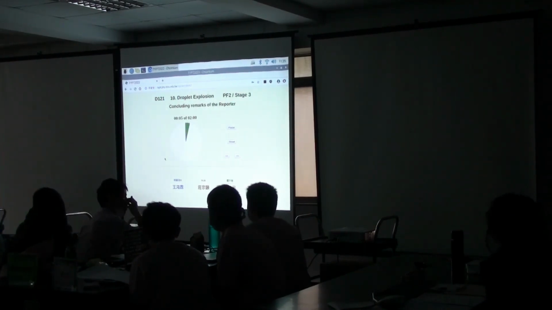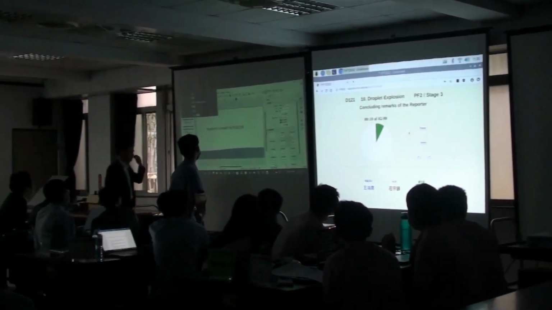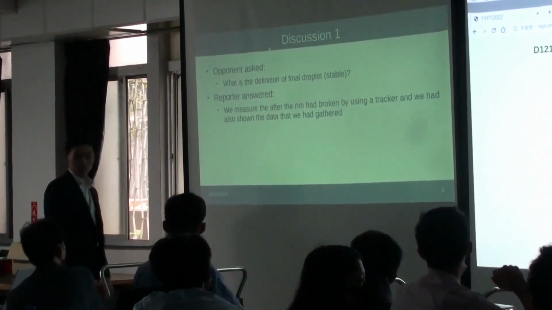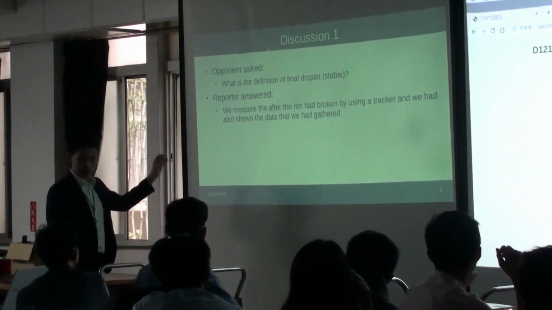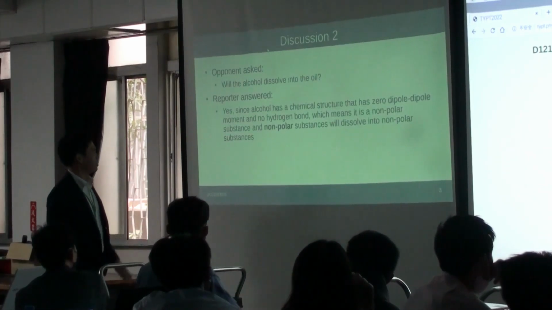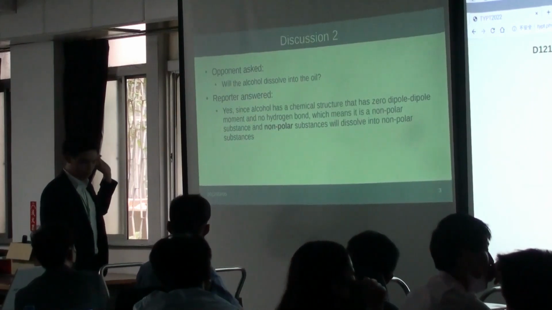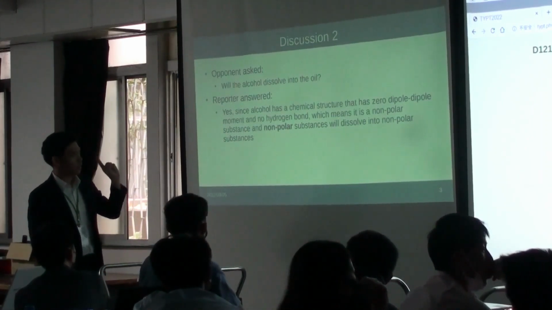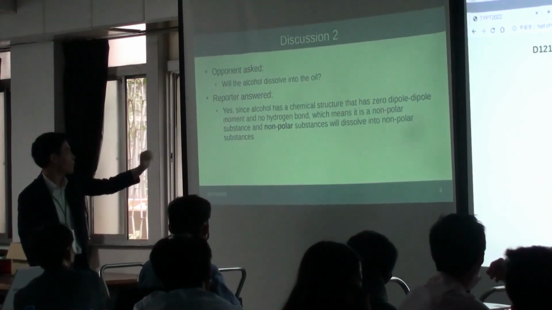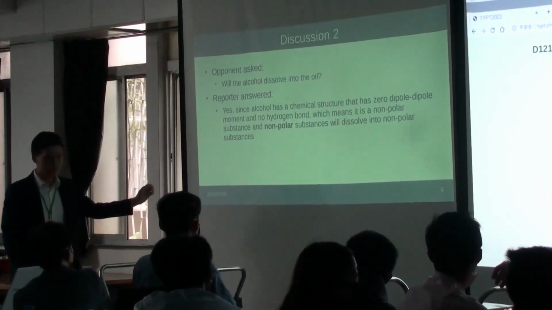So I'm here for concluding remarks. In discussion 1, we talked about what the definition of a droplet is, which I defined before. We measure the droplet after the half break, and we call that the final state. Secondly, will alcohol dissolve into oil is our discussion. And yes, because alcohol has a chemical structure with almost zero dipole moment and no hydrogen bond, which means it's a non-polar substance, so it will dissolve into a non-polar substance like oil.